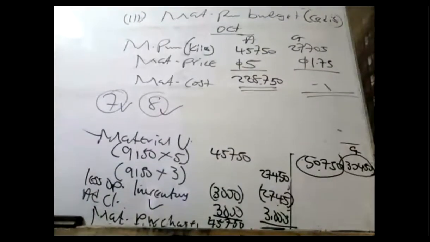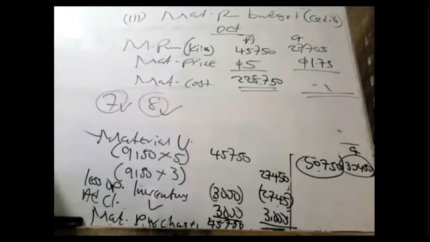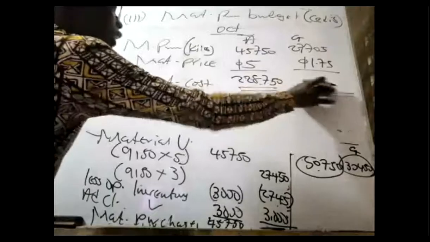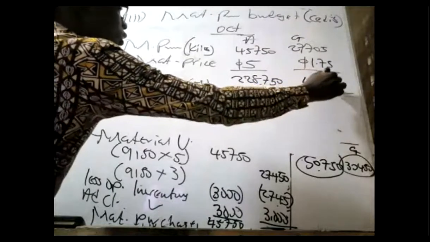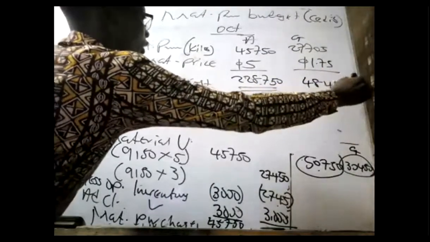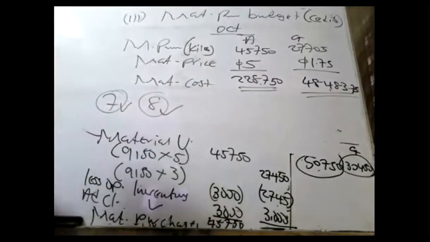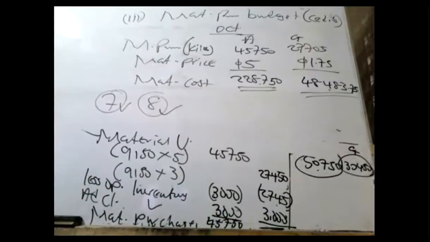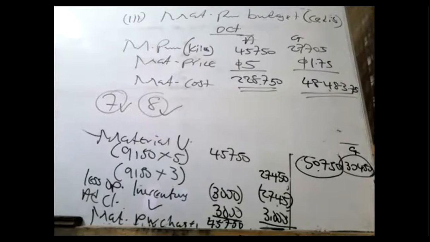28,750. This question has a lot of 750s, a lot of 5s, a lot of 7s. Then 48,183.75. There's 75 inside, but it's not a decimal point. Okay, so basically, I'm done with this. Let me do the labor budget and wrap up the functional budgets.